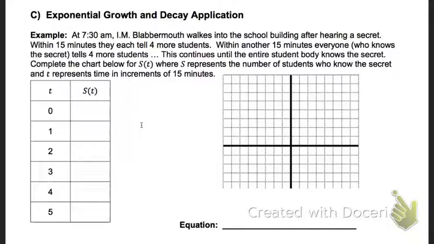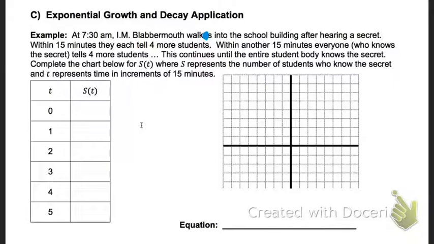So, at 7:30 a.m., the time in walks is misspelled. That needs to be fixed. It is not by coincidence that it happened at this time, because there are no rumors told at this time. So at 7:30 a.m., you walk into school and you hear a secret. Within 15 minutes, that person tells 4 more students. Within another 15 minutes, everyone who knows the secret tells 4 more. So we can kind of see a pattern of this exponential growth happening, right? This continues until the entire student body knows the secret.